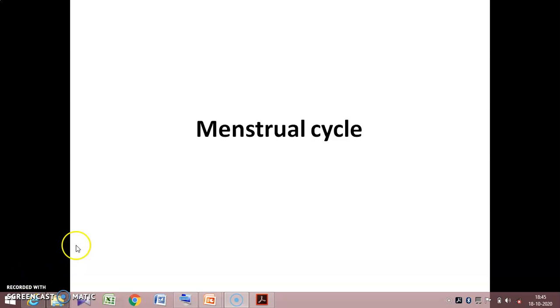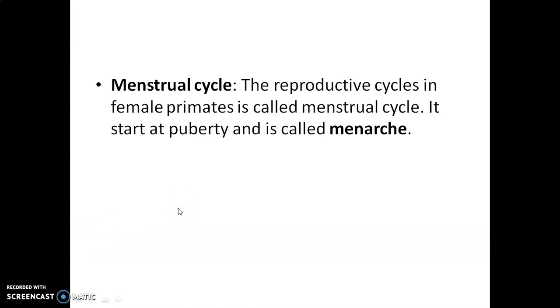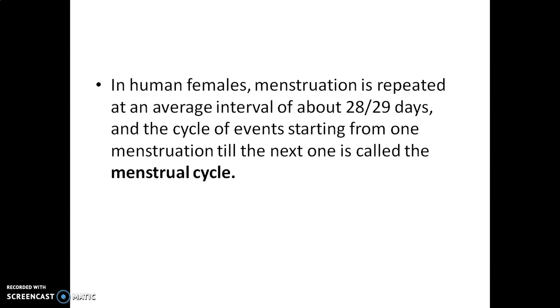Today we are going to discuss the menstrual cycle. What is the menstrual cycle? It is a reproductive cycle in female primates. It starts at puberty, called menarche, and ends during the 50s, known as menopause. In human females, menstruation is repeated at an average interval of about 22 to 29 days, and the cycle of events from one menstruation till the next one is known as the menstrual cycle.